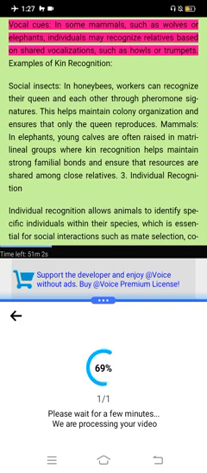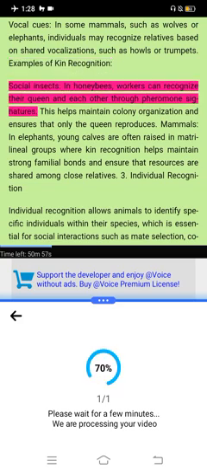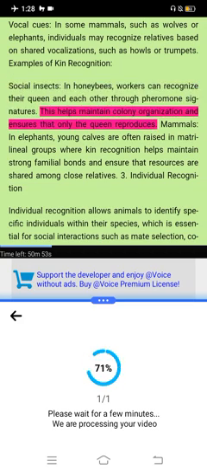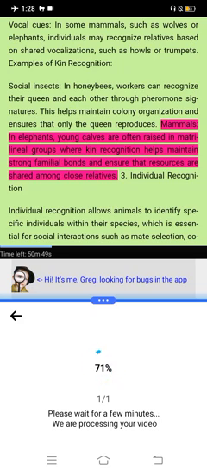Vocal cues. Young mammals, such as wolves or elephants, may recognize relatives based on shared vocalizations, such as howls or trumpets. Examples of kin recognition. Social insects. In honeybees, workers can recognize their queen and each other through pheromone signatures. This helps maintain colony organization and ensures that only the queen reproduces. Mammals. In elephants, young calves are often raised in matrilineal groups where kin recognition helps maintain strong familial bonds and ensure that resources are shared among close relatives.